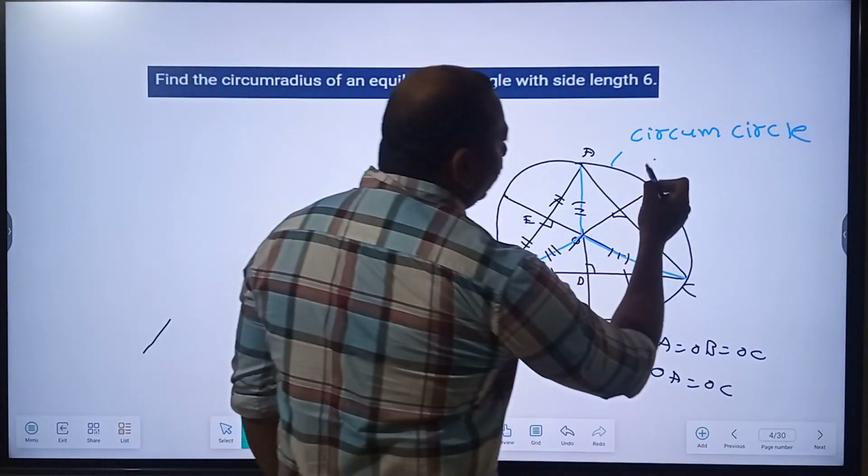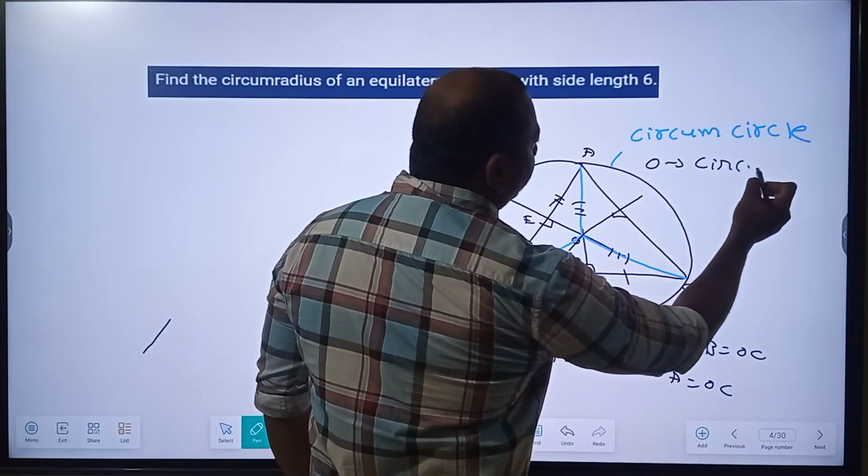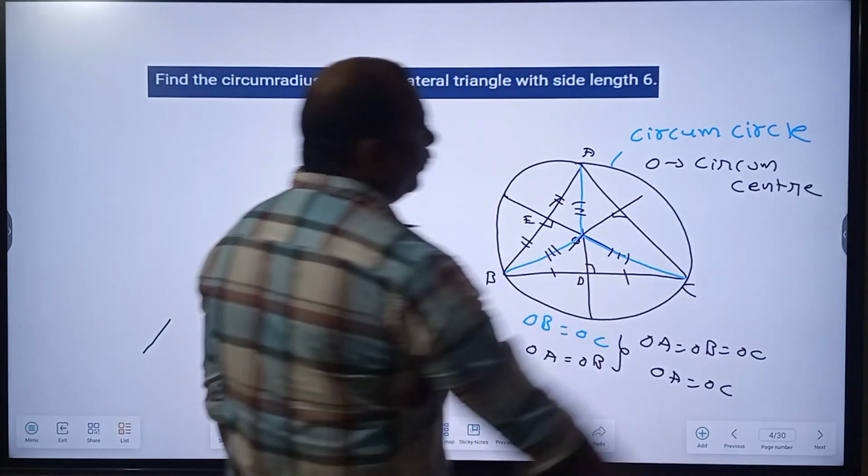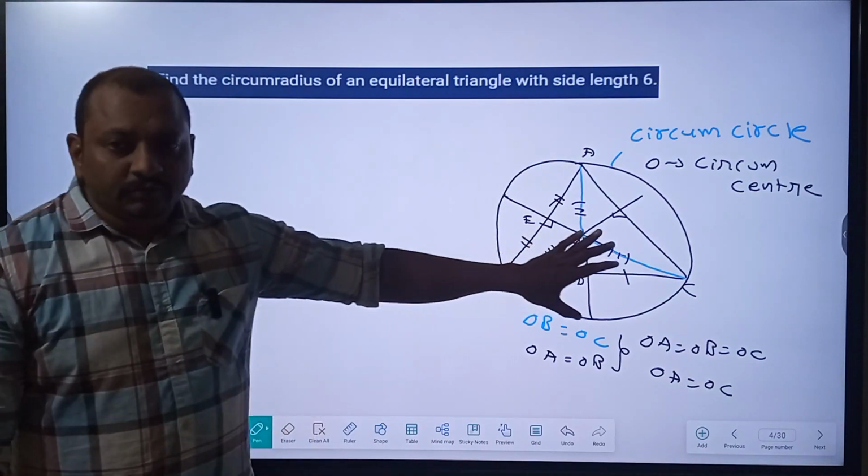The circle is the circumcircle and this O is called the circumcenter. O is called the circumcenter. Right?